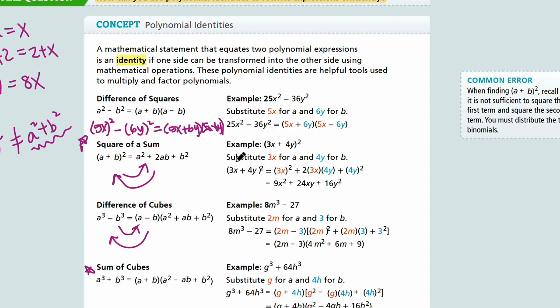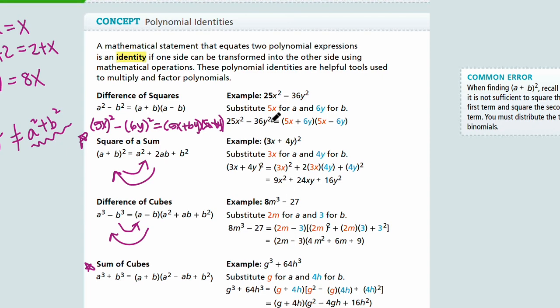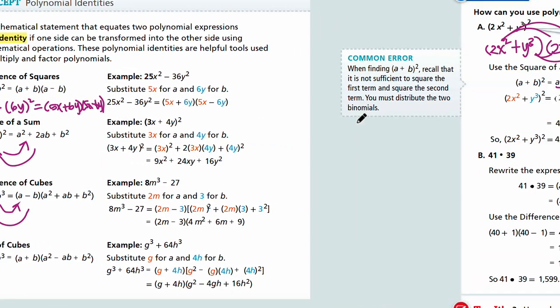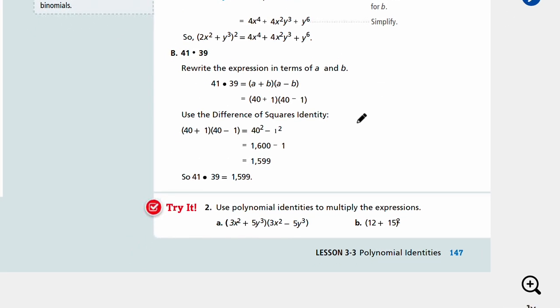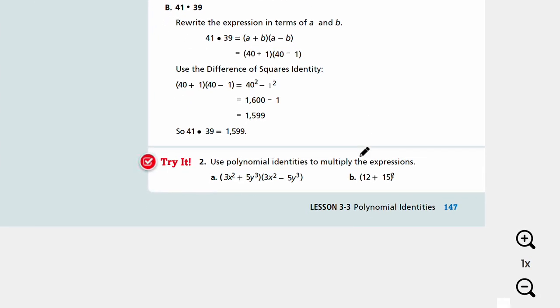So please remember these. If not, please write it down in your notes and make sure you have a reference when you see problems. Let's look at try number 2. You're going to practice using polynomial identities to multiply the expressions. So see if you can identify a and b and simplify them or multiply them using the identities. Pause the video and come back when you're ready for answers. Okay, are you ready?